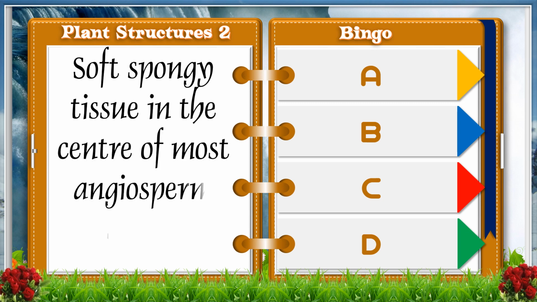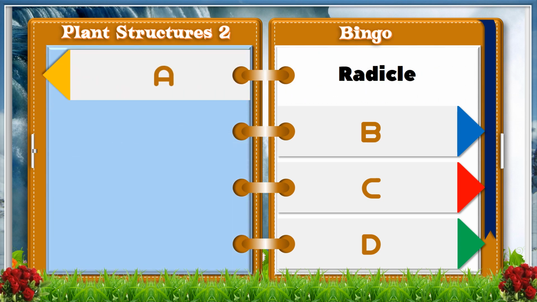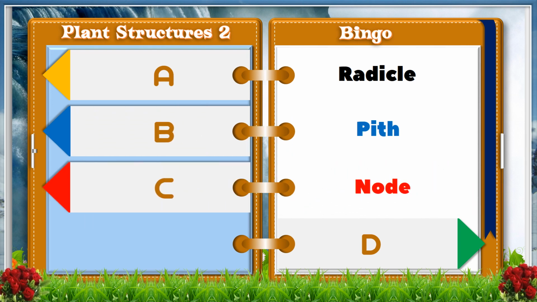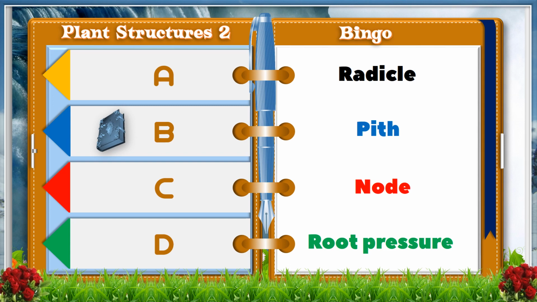Soft spongy tissue in the center of most angiosperm stems. A, radicle. B, pith. C, node. D, root pressure. And the answer is B, pith.